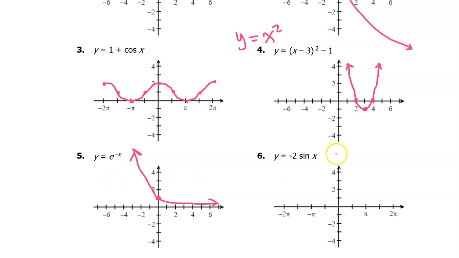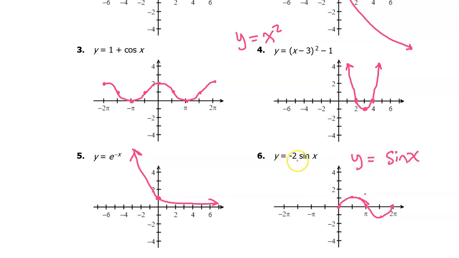Okay, problem number 2. So the sine function. Let's talk about the parent function. For the sine function, it starts at 0 and it goes up and back to the midline and down and back to the midline. So this is what one period of the sine function would look like. All right, I'm talking about the parent function, just y is equal to sine x.